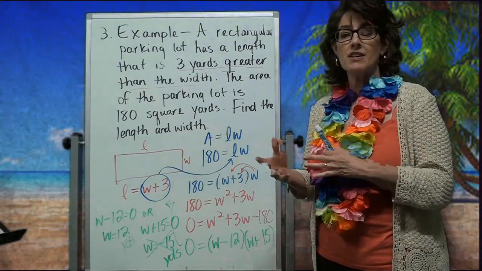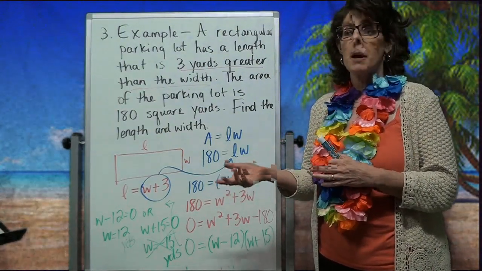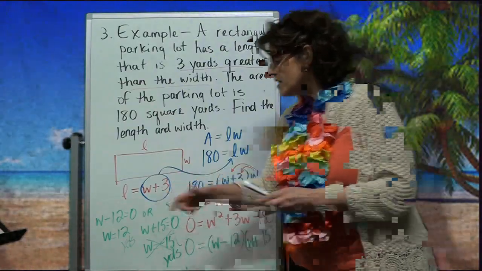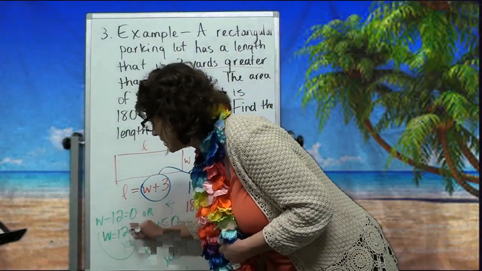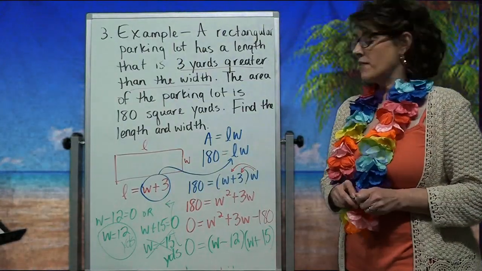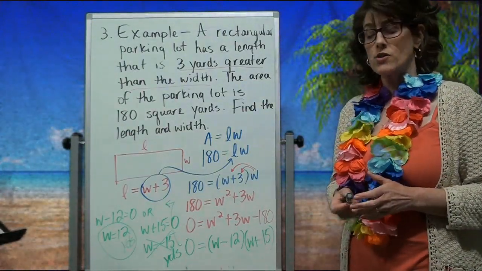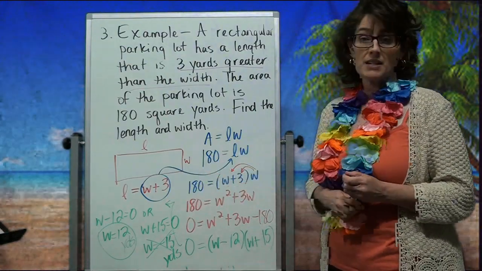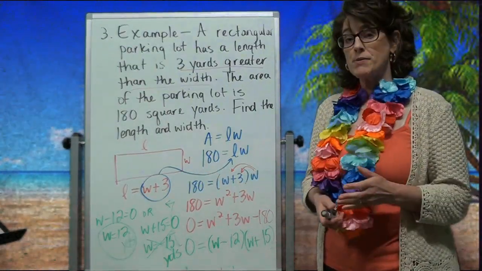That is a solution that is theoretically correct, but it doesn't work. So therefore, this is going to be my only solution for that width. So my width is going to be 12 yards. Now remember, I was told to find the length and the width. I found the width, now I need to get the length. But I have a couple of options to get that length.